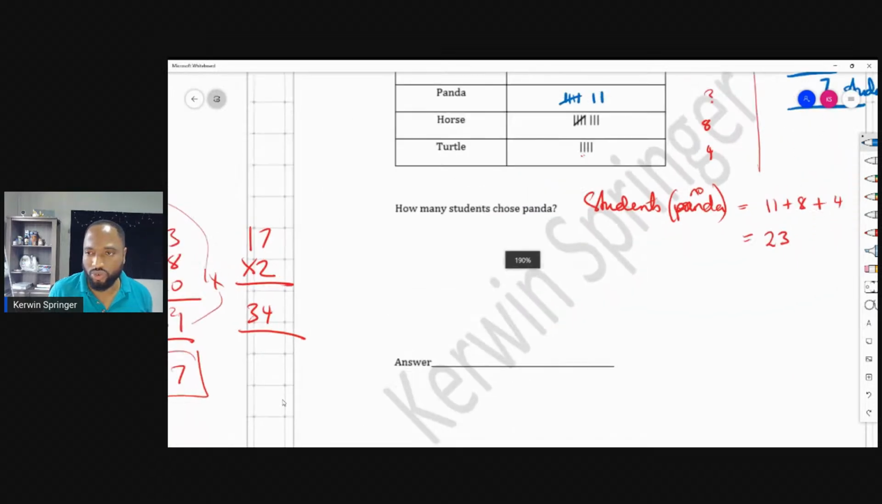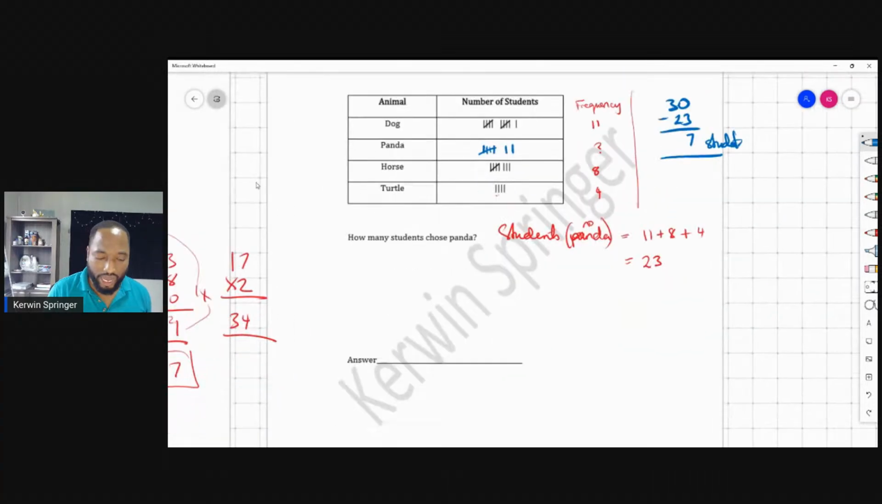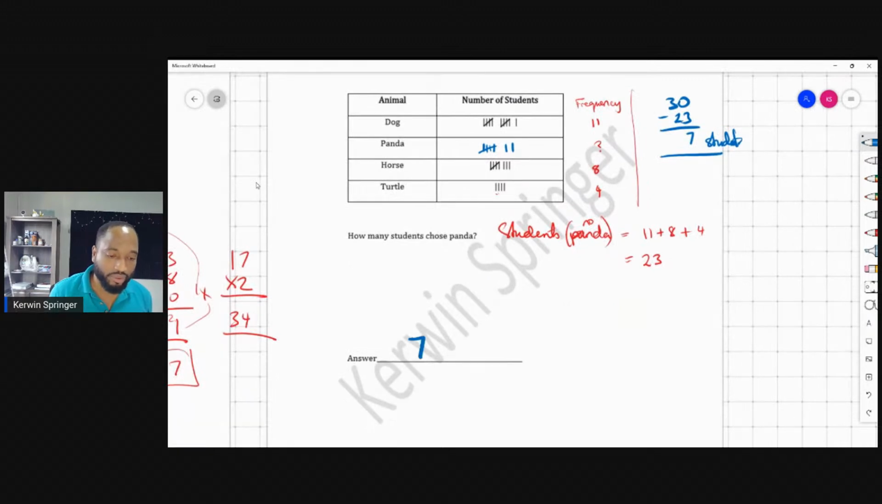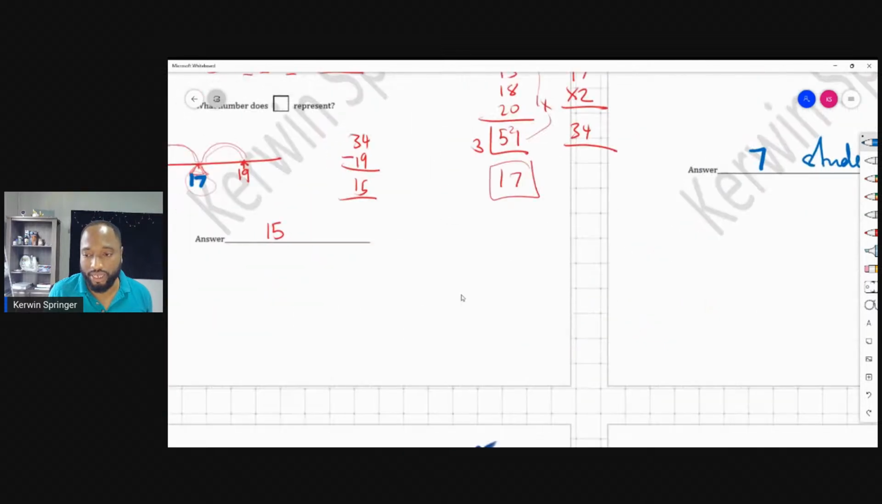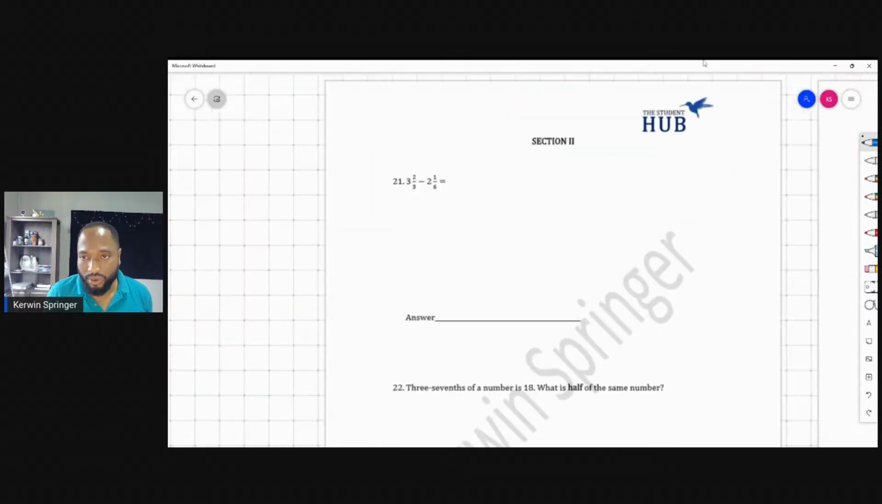So how many students chose panda? Oh, no, they asked it here earlier. So yes, you could write 7 here, 7 students. But if you actually want to complete the tally table, you would put the tally marking there this time.